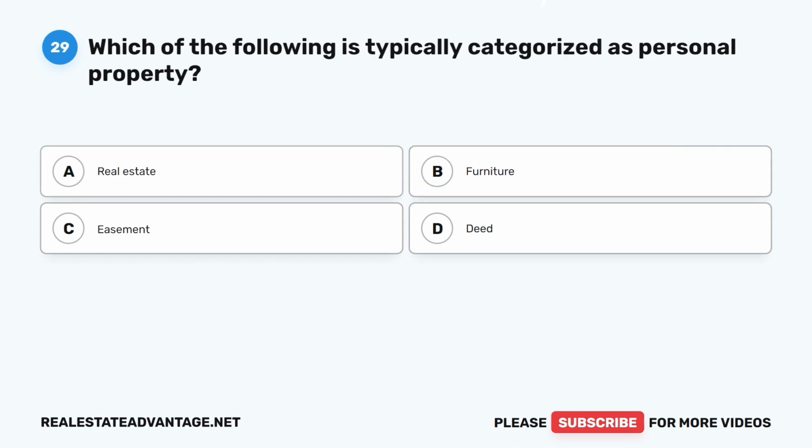Question 29. Which of the following is typically categorized as personal property? A.